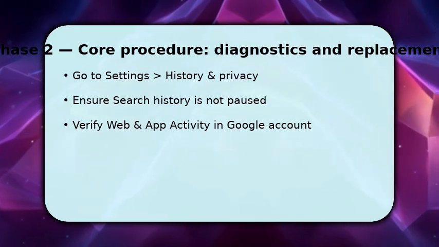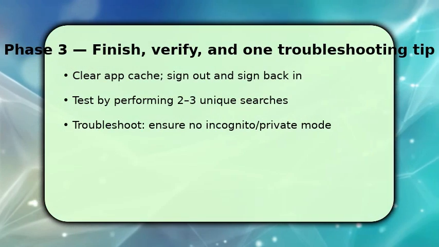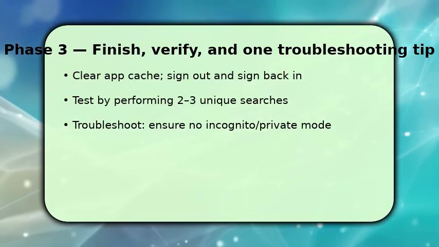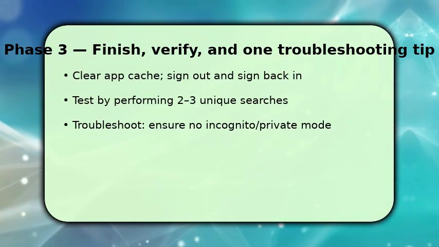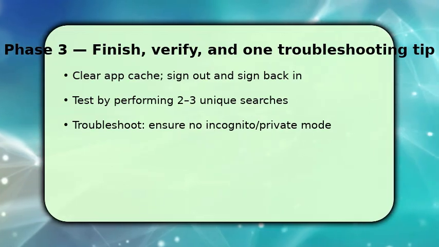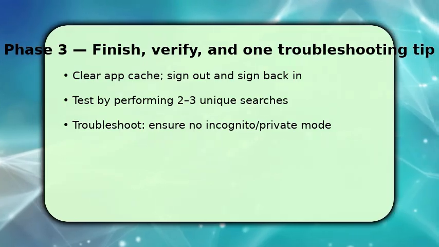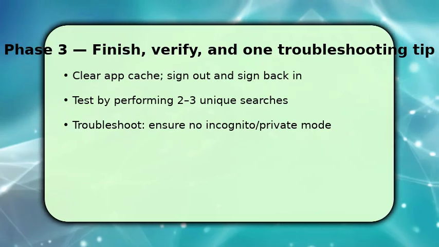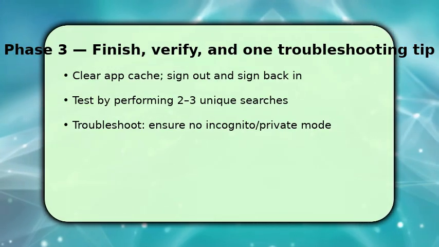After changing settings, clear the app cache or browser cache and sign out, then sign back in to force a refresh. Once done, perform 2 or 3 unique searches and check history to confirm entries appear. This verifies syncing is working. If history still fails, make sure you're not in incognito or private mode and disable any ad blockers or privacy extensions temporarily. One key troubleshooting tip: if problems persist, check another device to determine.